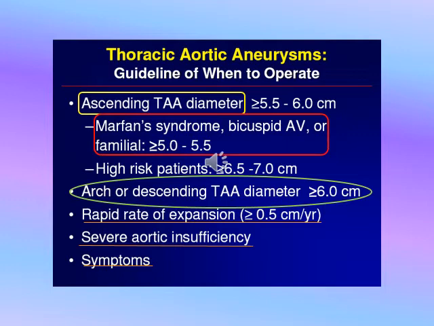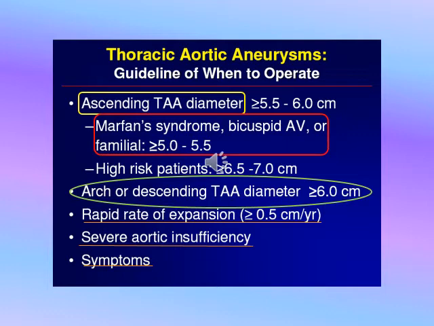High-risk patients are those where the size of the aneurysm has almost reached 6.5 to 7 centimeters, and again, their procedure will also be quite risky. What about the arch aneurysms and the descending thoracic aneurysms? If the diameter of the aneurysm reaches 6 centimeters, we need to operate.